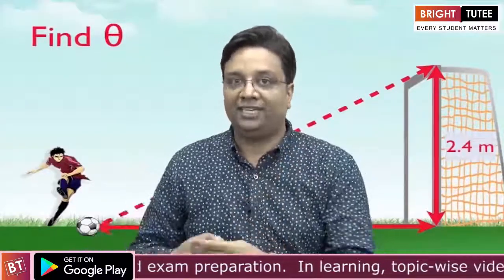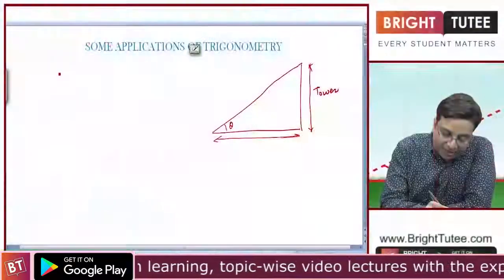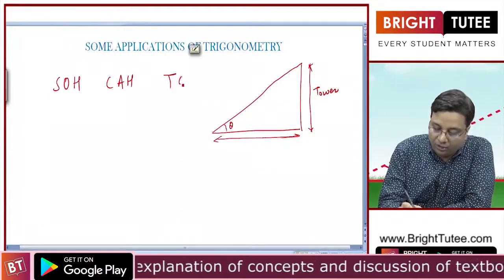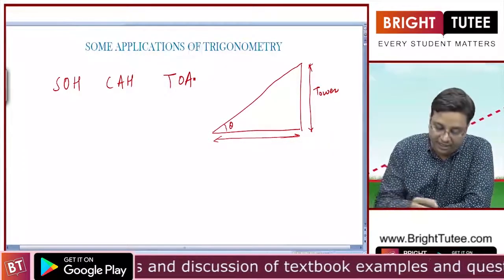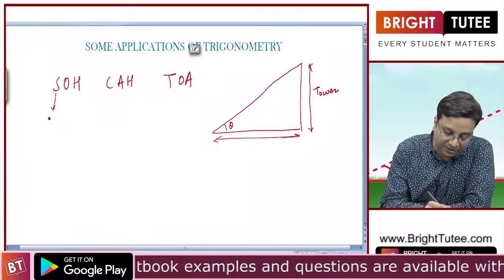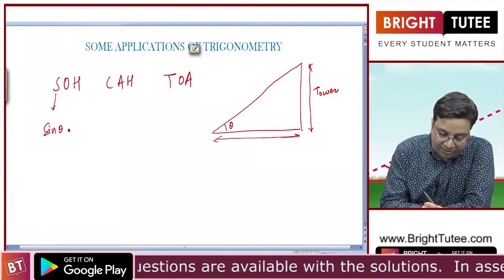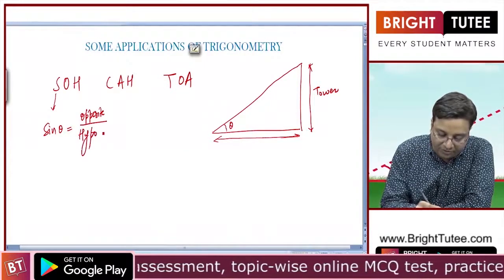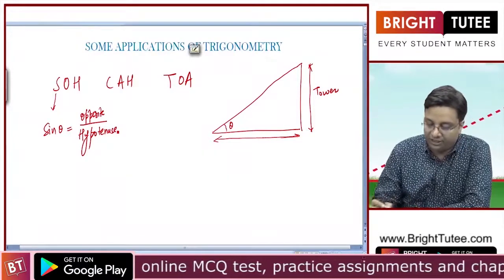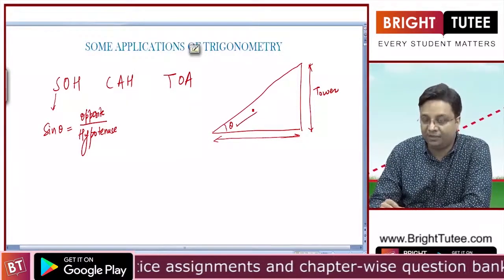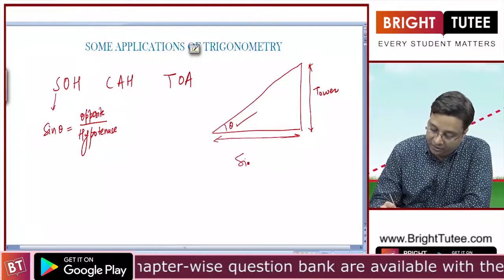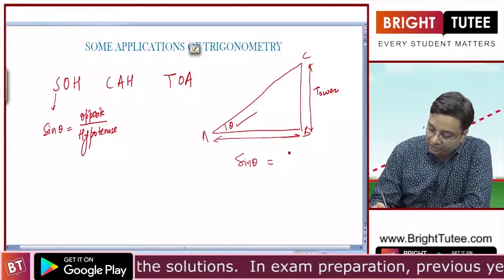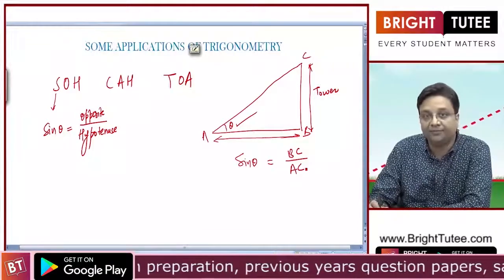So let's first of all revise some of the concepts of trigonometry. Like I taught one mnemonic to you, so ka toa, right? In a right angle triangle, sine of an angle theta means opposite side by hypotenuse. For example, if this is the theta I am referring to, then sine of this theta will be equal to what? BC divided by AC, right?